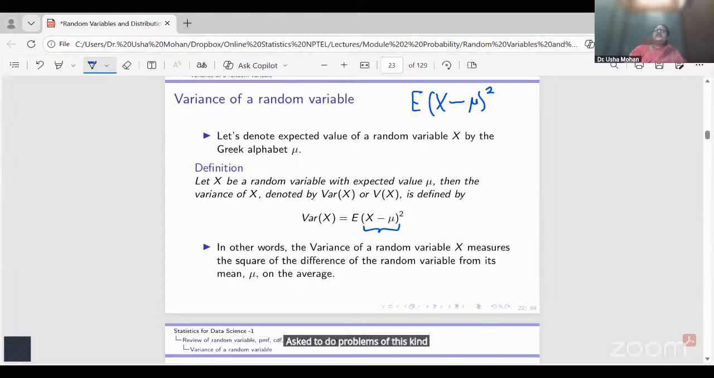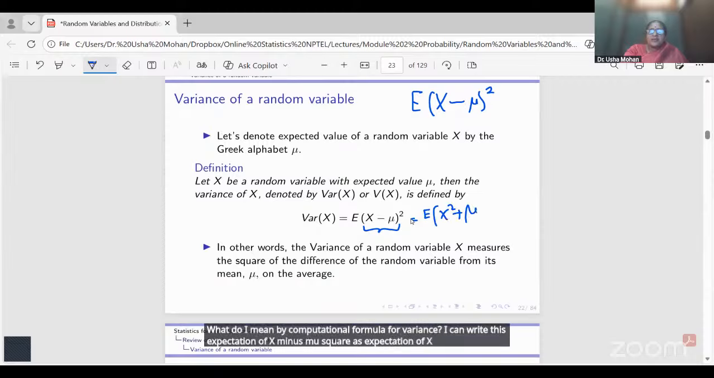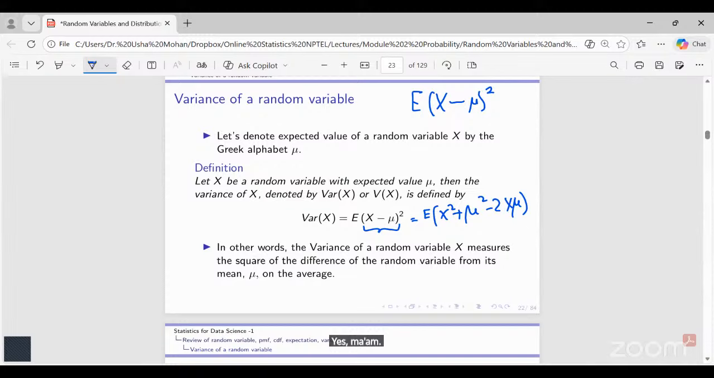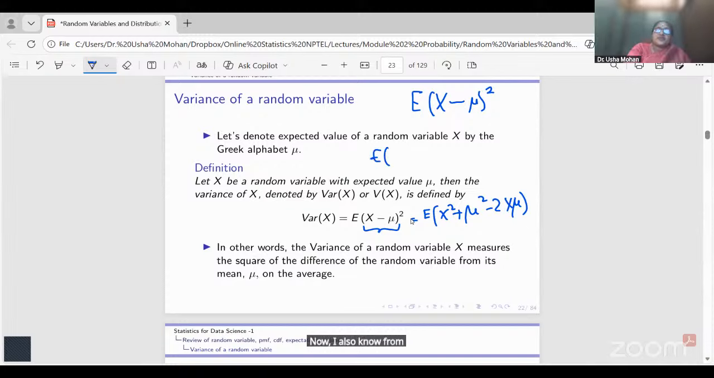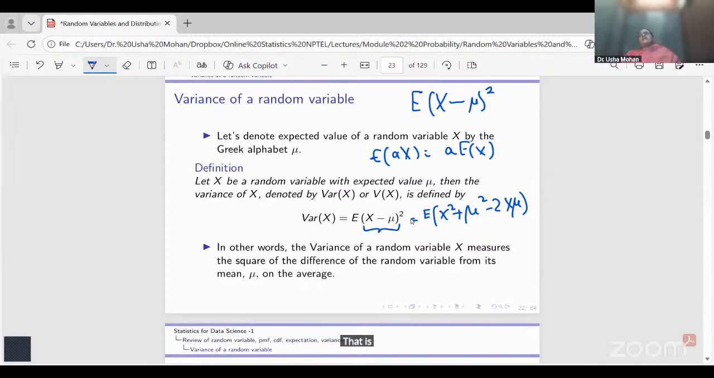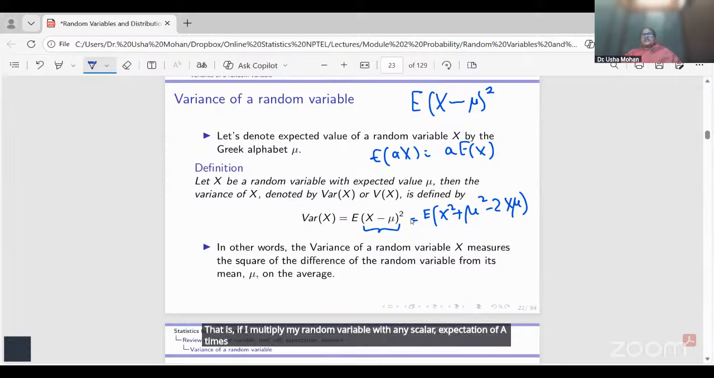Now, one of the things that always helps us when we are asked to do problems of this kind is a computational formula for variance. What do we mean by computational formula for variance? I can write this expectation of x minus mu square as expectation of x square plus mu square minus 2 times x mu. Would you all agree? Yes, ma'am. Now, I also know from my properties of expectation that expectation of A times X is A times expectation of X. That is, if I multiply my random variable with any scalar, expectation of A times that is going to be A into expectation of X.